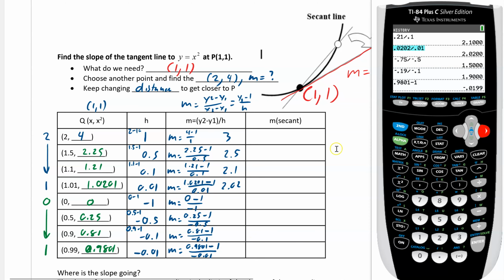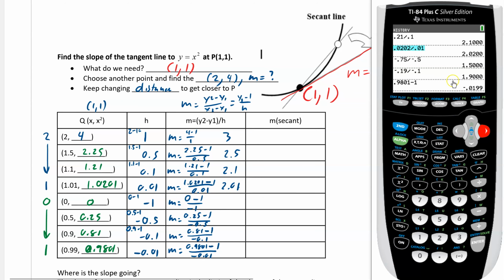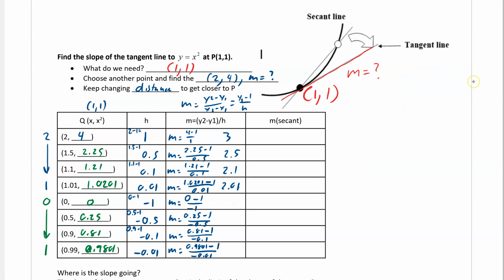If we go in the other direction, it's going to give us a shape on the other side. I just noticed I plugged this one in wrong. It should have been 0.201, so that's going to be a 2.01. And then we look at the calculator on the others. So we get 1.5, 1.9.